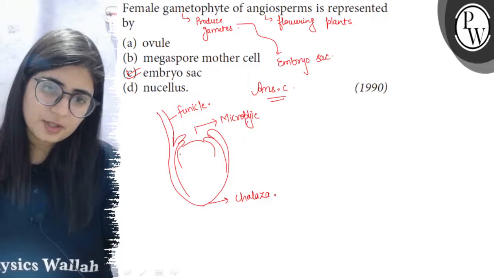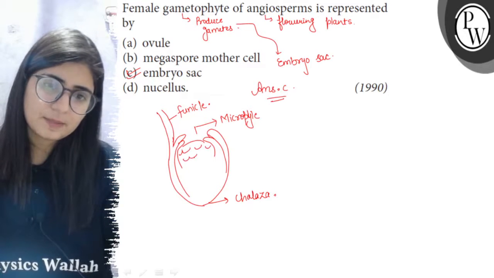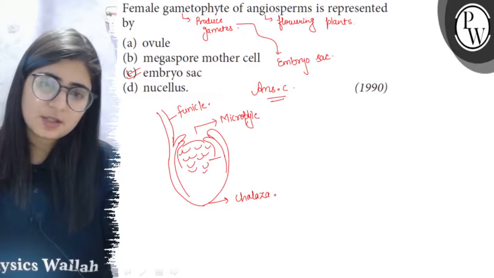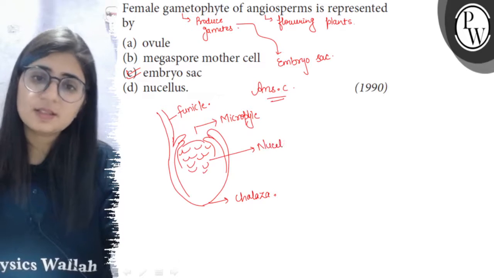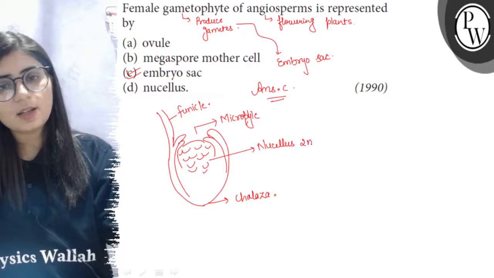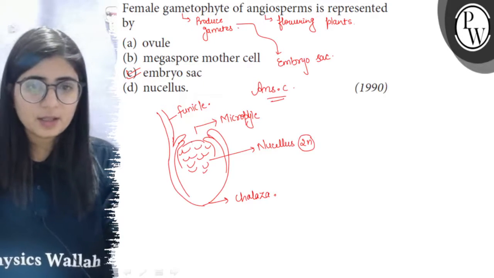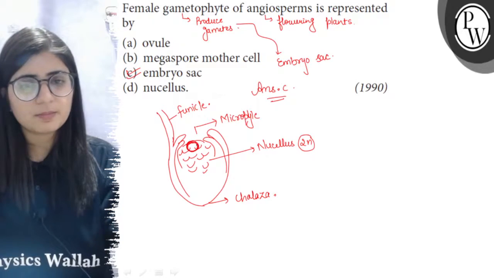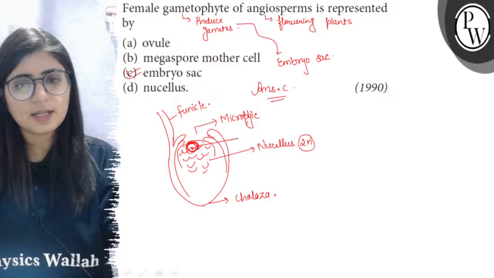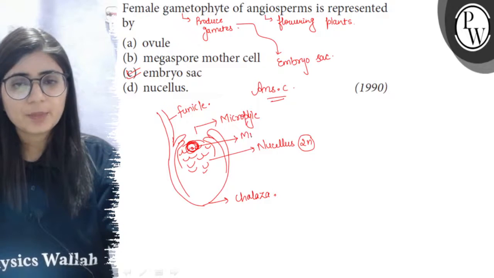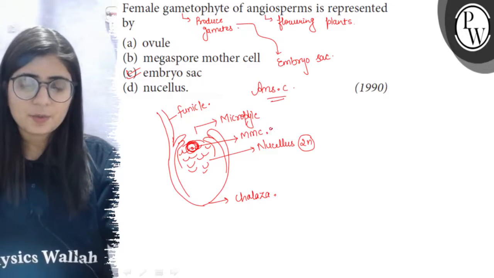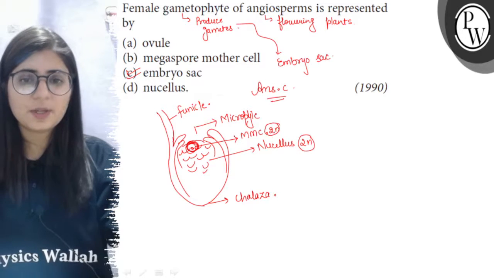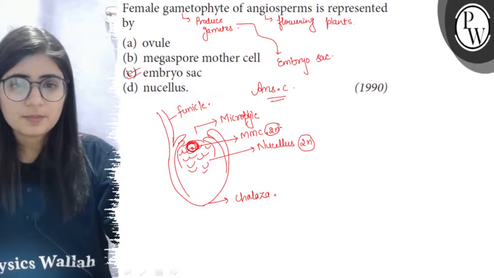The tissue present here is parenchymatous tissue, and this tissue is known as nucellus, and each cell of the nucellus is diploid. Now towards the micropylar end, one cell of the nucellus becomes enlarged and gets differentiated as the megaspore mother cell. So the megaspore mother cell is a diploid cell, it is the spore mother cell.